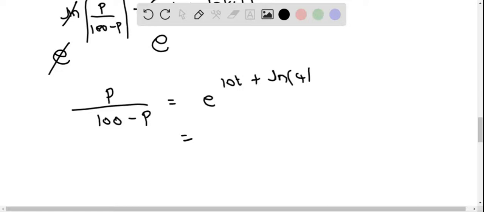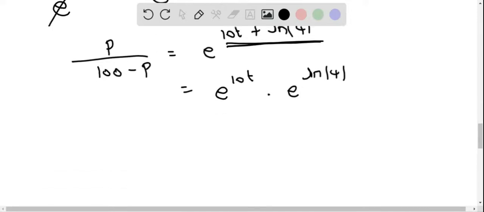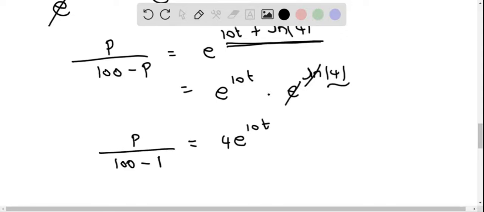Now we can simplify this right side expression. This basically equals e power 10t times e power natural logarithm of 4. Using the exponent rule, we write this sum of the powers as a product of these powers. Now we see that this e and natural logarithm get cancelled, and we are left with only 4. So we get 4e raised to the power of 10t, and on the left side we have p over 100 minus p.